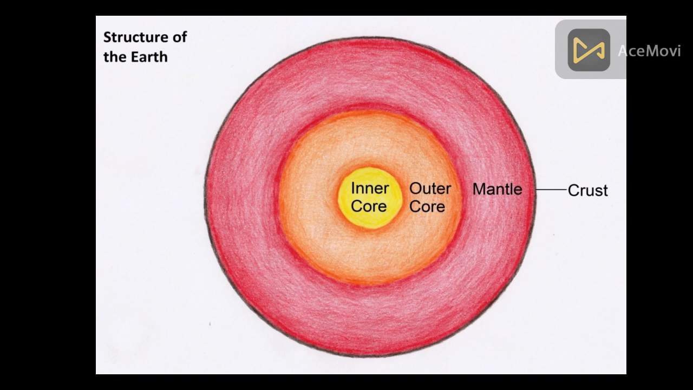Structure of the Earth. The Earth can be divided into three main sections. The core is at the center of the Earth. The core is extremely hot, about the same temperature as the surface of the Sun, and made mainly from iron, which gives the Earth its magnetic field. The core's center, the inner core, is solid, while, surrounding this, it is liquid, the outer core.